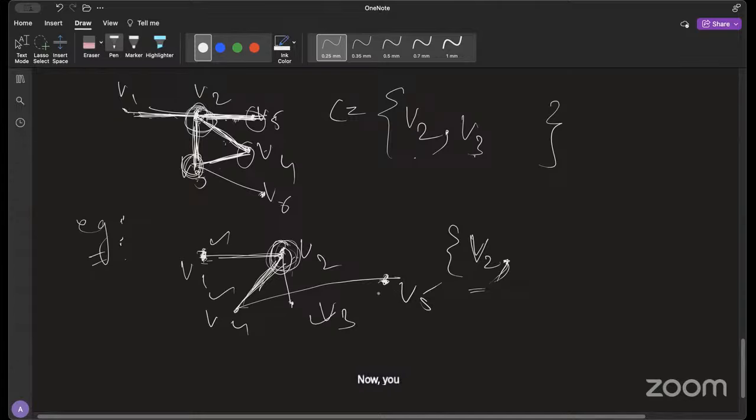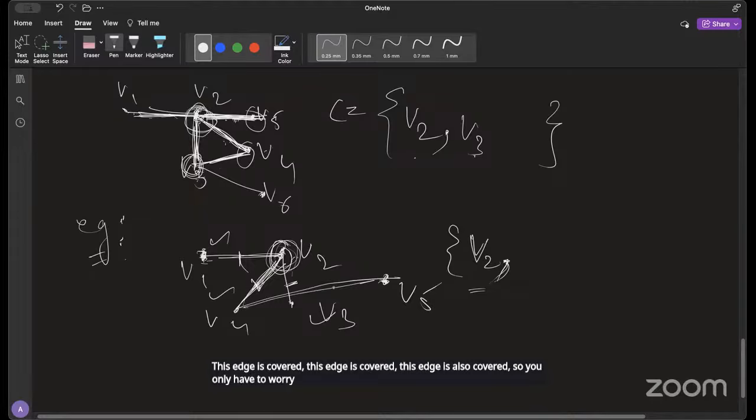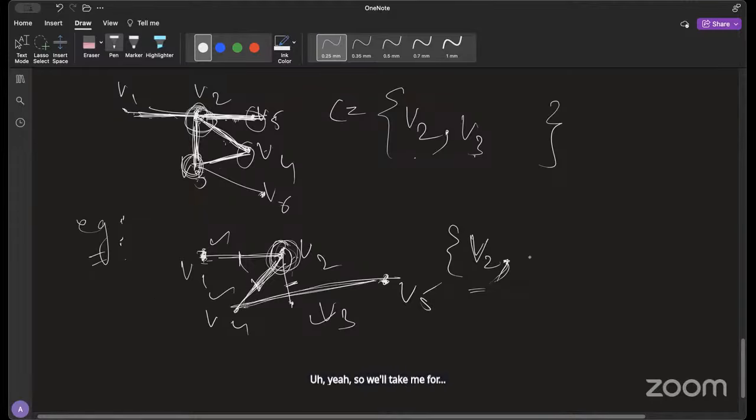Now you just have to worry about this edge. This edge is covered, this edge is covered, this edge is also covered. So you only have to worry about this edge. This is better. So go ahead, take V4 or V5. Both work. Can't we take V3? V3 is not here. It's here.